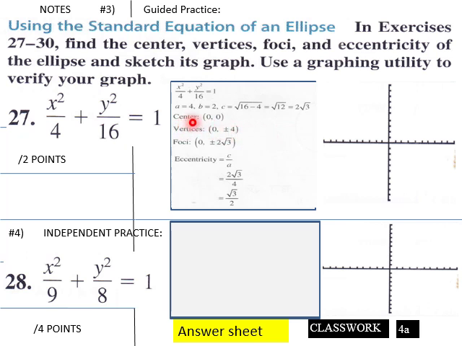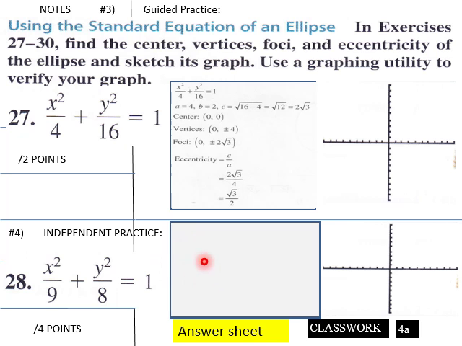So our center would be at (0, 0). Our vertices will be (0, plus or minus 4). Our foci, using our known formulas, would be (0, plus or minus 2 times radical 3). And then our eccentricity, which is c over a, which we have discovered up here, is 2 times the square root of 3 over 4, and that becomes radical 3 over 2. So that would be our eccentricity there.